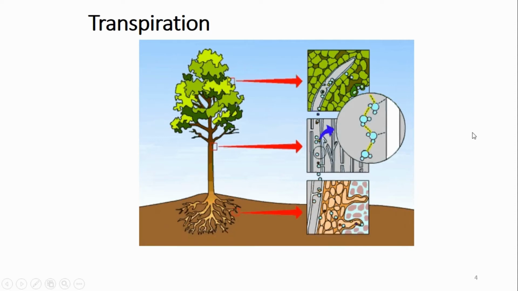So transpiration is like, always think of the plant as being like a giant straw. And that's what's going to help you get through this part of transpiration.